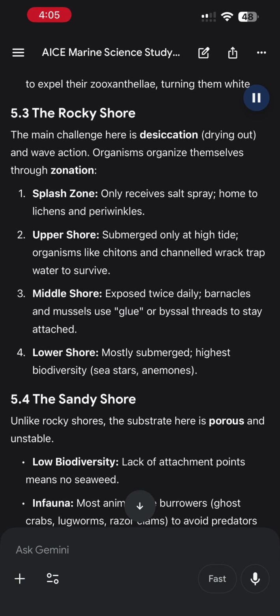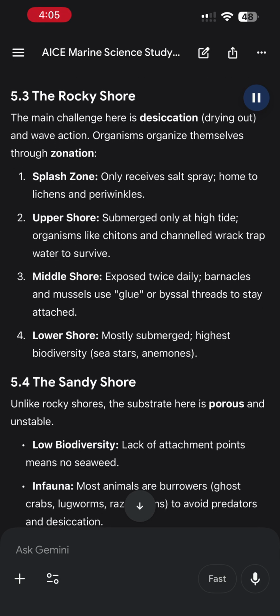5.3. The rocky shore. The main challenge here is desiccation, drying out, and wave action. Organisms organize themselves through zonation. 1. Splash zone. Only receives salt spray, home to lichens and periwinkles. 2. Upper shore. Submerged only at high tide. Organisms like chitons and channeled wrack trap water to survive.